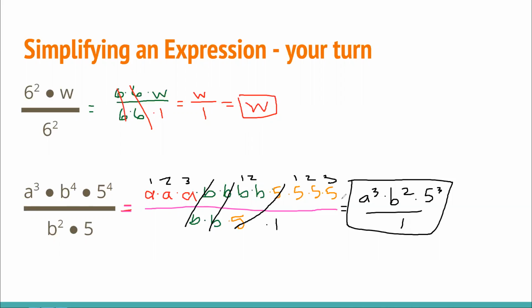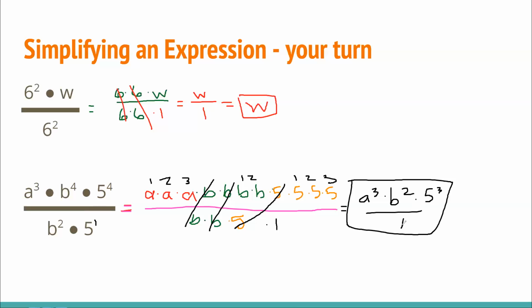This one looks harder, but it's the exact same thing. So this is the expanded out version. I don't have anything to match my A's up to, so that actually stayed A to the 3rd. The B's, I had 4 B's up top, 2 B's at the bottom. 4 minus 2 gives me a 2, so I've got B to the 2nd left over. And then my last thing, I've got 5 to the fourth in the numerator and 5 technically to the first in the denominator. So I'm looking at 4 minus 1, which gives me a 3. So we've got 5 to the third.